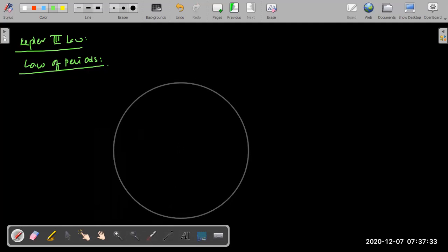Now, assume a situation where this is the sun, revolving in a circular path. Now assume that there is a planet over here. This is of mass capital M. This is of mass small m. Definitely both of them will attract each other with gravitational force of attraction. This is Fg. This is Fg. Now let's say the radius of the circle is r. Let's assume that this is moving with a speed v.